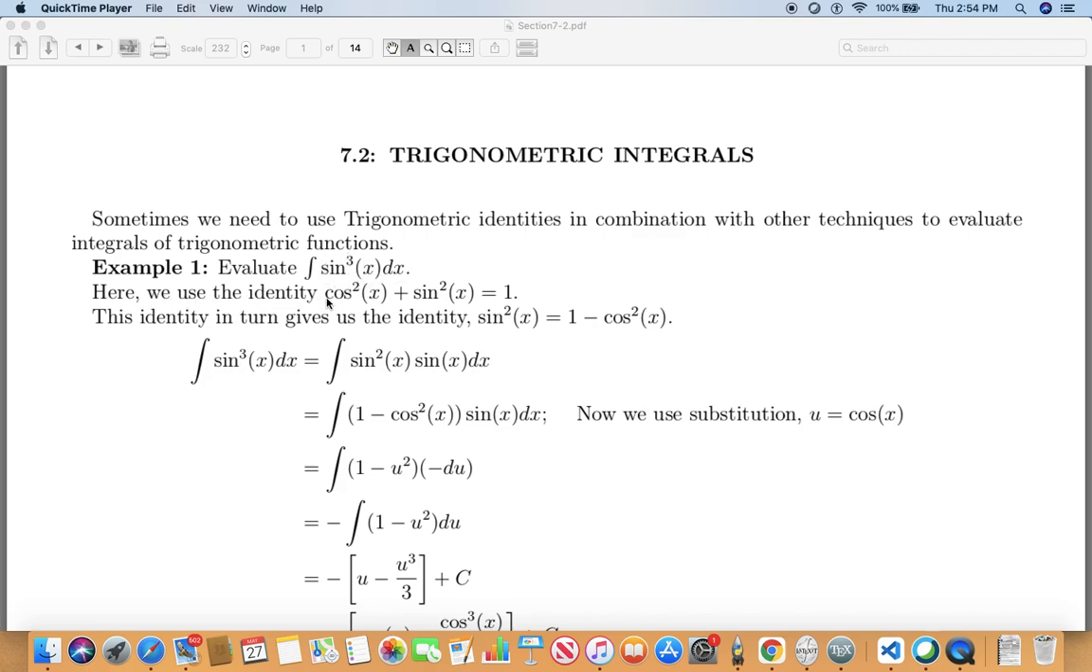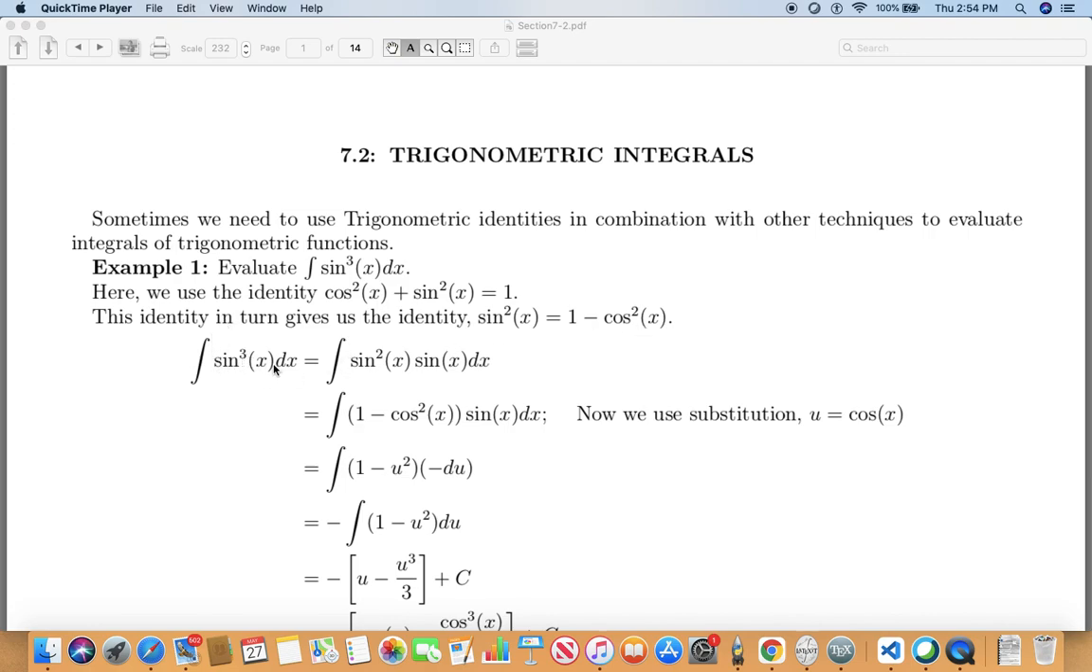Here we are going to use the identity cosine squared x plus sine squared x is 1. Why? This identity in turn gives us the identity sine squared x is 1 minus cosine squared x. So that's useful, right? You will see how.